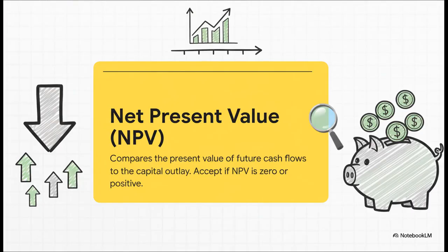The first DCF method we'll look at is net present value, or NPV. The idea here is to figure out how much value an investment adds to the company in today's dollars. What we do is we take all the future cash flows the project is expected to generate, we discount them back to their present value, and then we compare that sum to the initial capital outlay. If the net present value is positive or even zero, the project is considered acceptable.